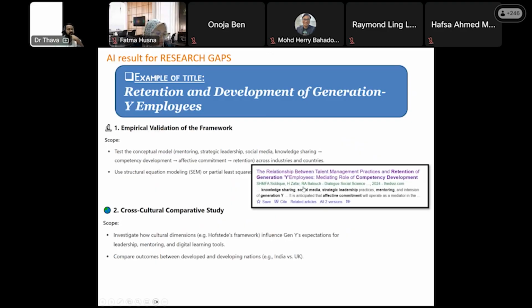When I do a simple Google Scholar check, this exact idea had already been published in 2024, already done. The relationship between talent management practice and retention of Generation Y employees: mediating role of competency development. Every variable is stated here. Knowledge sharing, social media strategy, leadership, mentoring, intention, Generation Y, affective commitment, everything is there.